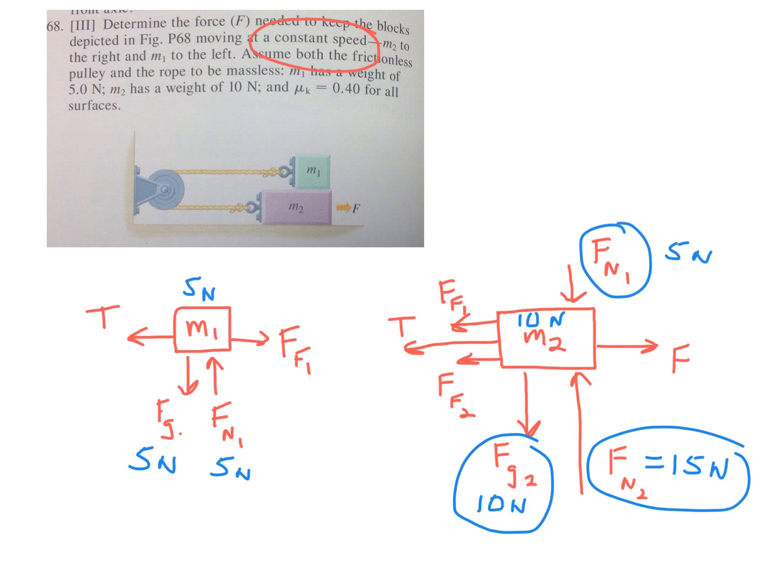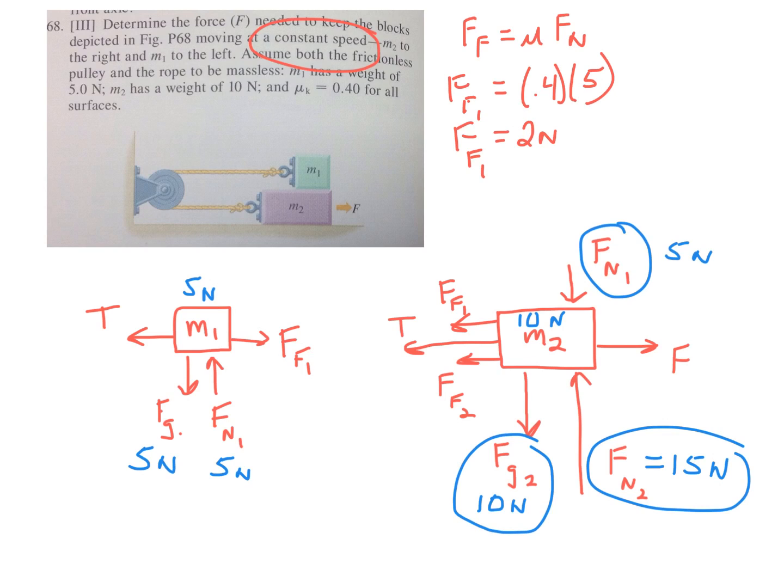Okay, so let's figure out our frictional forces. We know that the force of friction is mu times the normal force. So let's go with the little guy first, the guy on the left, force of friction number 1. F sub F1 equals mu, given to be 0.4 for all surfaces, times F sub N1, which is 5 newtons. So the first force of friction, between the top and the bottom block, is 2 newtons.